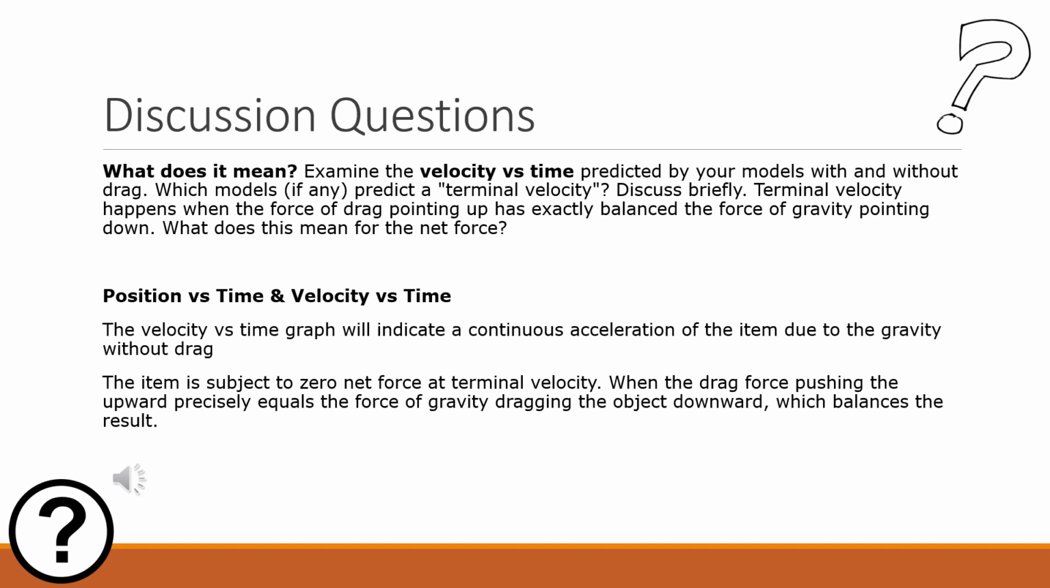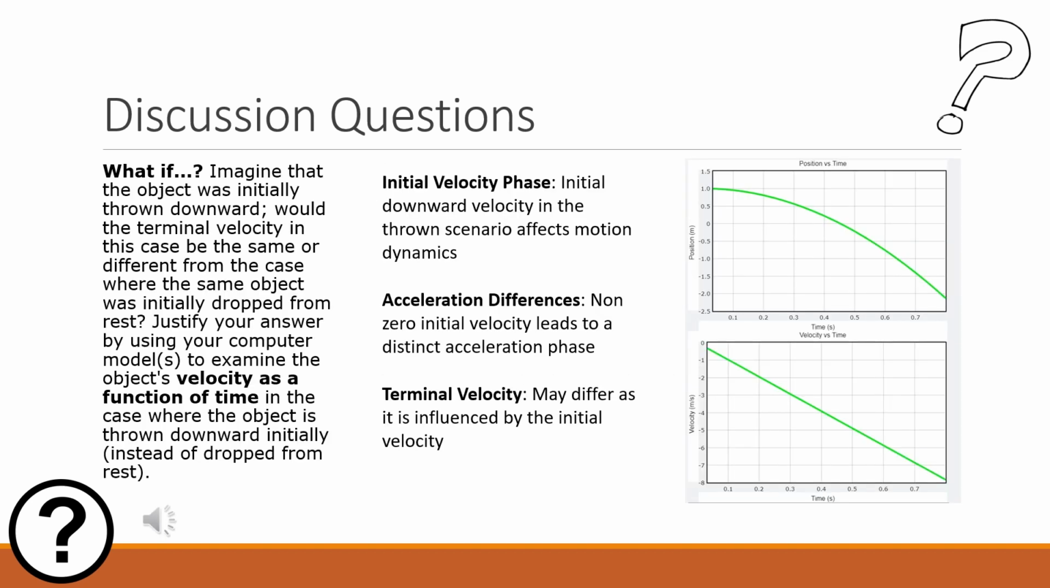Another discussion question is whether or not the terminal velocity will be affected if the initial velocity of the object was non-zero, meaning it is thrown downwards. If the initial downward velocity in this case is non-zero, that means the motion dynamics will be affected. This also means that the non-zero initial velocity would lead to a distinct acceleration phase. Therefore, your terminal velocity may differ as it is influenced by the initial velocity.